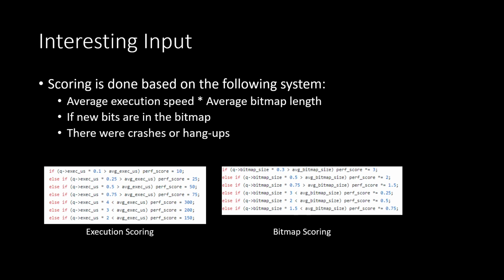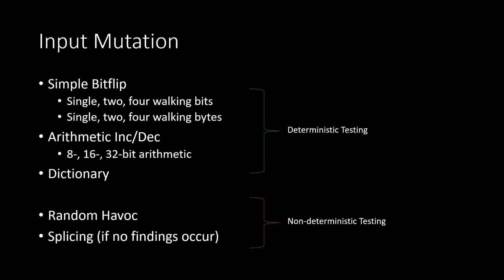And I believe actually AFL Fast does something similar, where it sort of fudges around with the scoring system to determine what is interesting. Because remember, 99% of the time, we're going to be running these things. So, determining what is interesting versus what is not, you kind of want to have it pretty restrictive so you're not wasting computation time. And then finally, one of the last important phases is actually mutating your input.